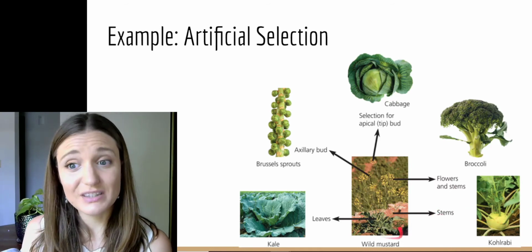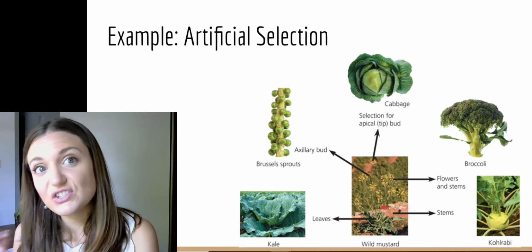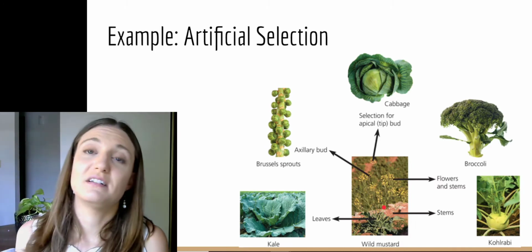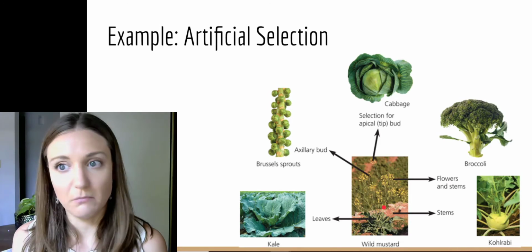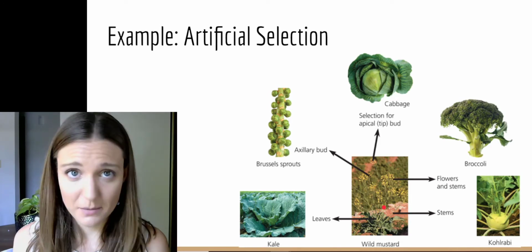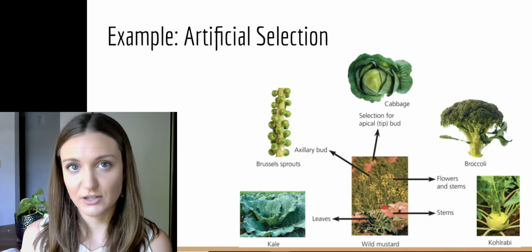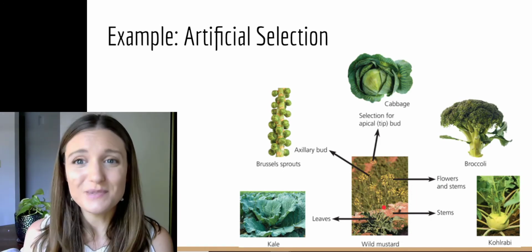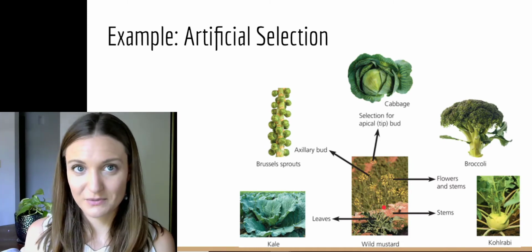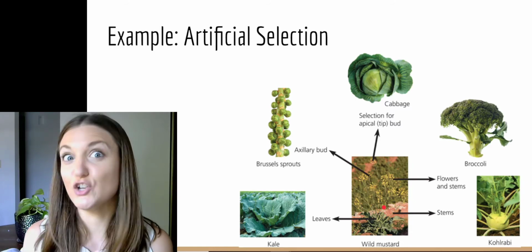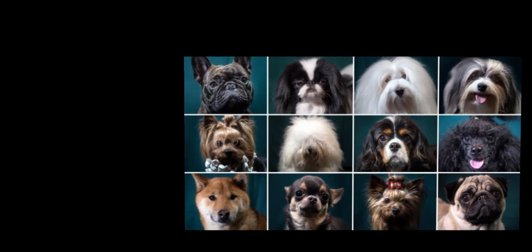So humans took this one species of wild mustard and over generations selected the plants that had characteristics that they desired and bred those together. And that's how we get most of our modern crops. They've all been domesticated, with the exception of berries, through this same process of artificial selection. So artificial selection is humans determining which members of a population survive and reproduce and which don't, based on characteristics that humans want, right? Think dogs, domestic dogs.